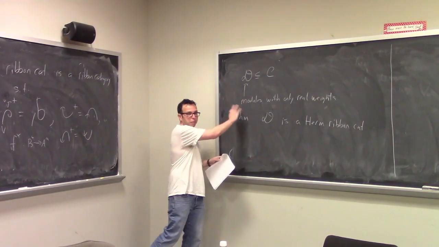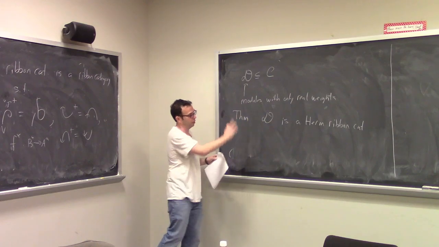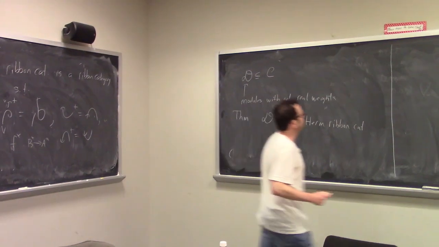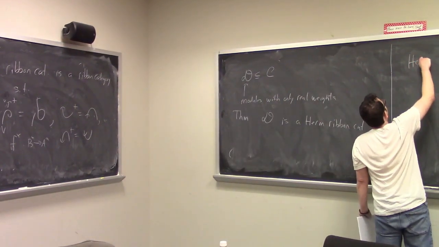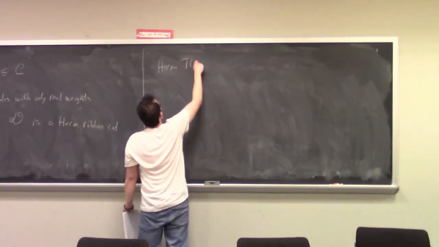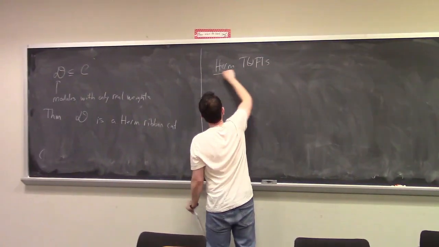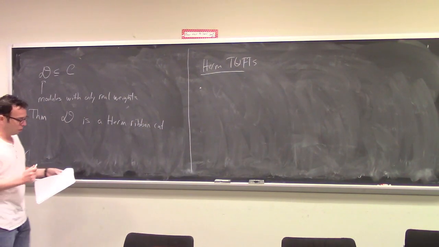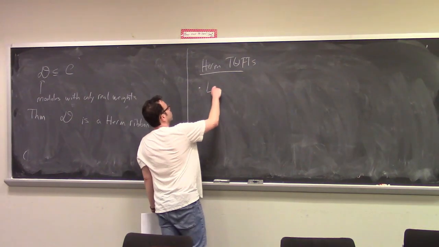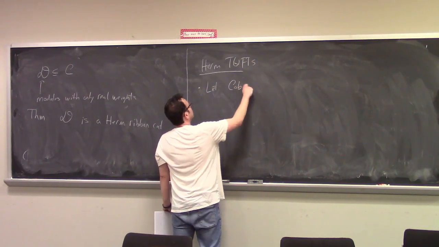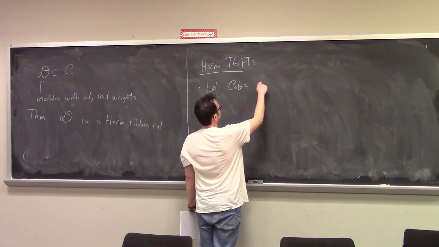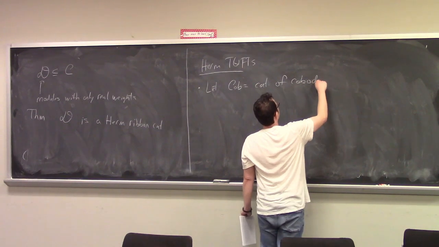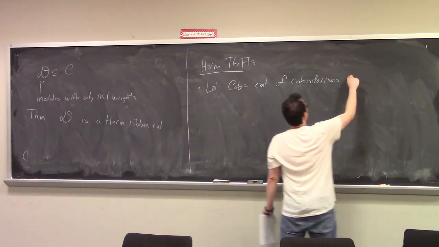I did skip quite a bit of material here, so there are some technical things which are maybe not completely accurate about this theorem, but okay. So let's talk about Hermitian TQFTs. A lot of these things we saw in the previous two talks, although in lower dimensions. So let's let Cob be the category of cobordisms in 2+1 dimensions.